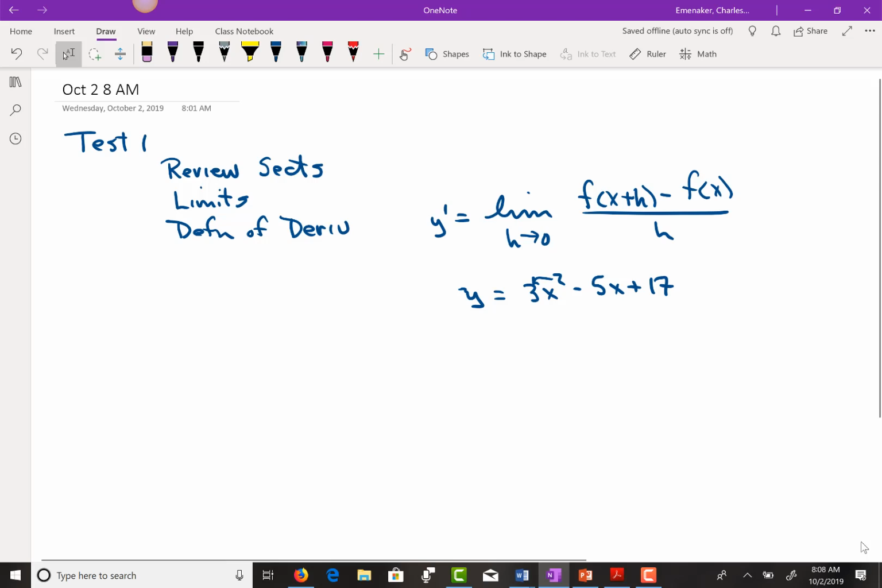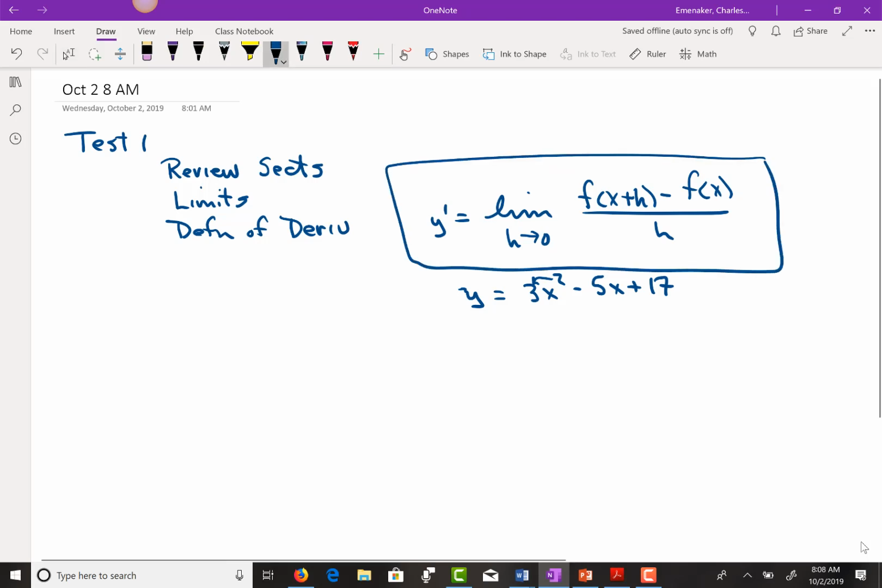But I want you to be aware of how this definition of a derivative works. Practice a number of these before Friday so that you don't wind up spending 40 minutes of your time on that problem. What's the issue with spending 40 minutes of your time on this one problem? That gives you 15 minutes to do the rest of the test, doesn't it? That's kind of slim on the time.